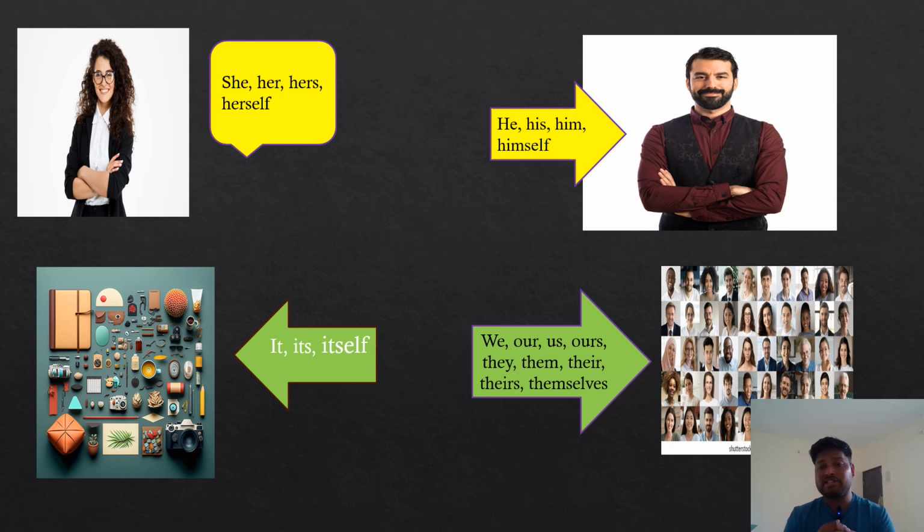And if there are a large number of people, then we'll be using we, are, then us, ours, they, them, their, theirs, and themselves. So all these, themselves and their, all these different pronouns are the different realizations of the same pronoun called we. Suppose it is the subject of a sentence, then it will be we. If it is the object of the sentence, then it will be us.